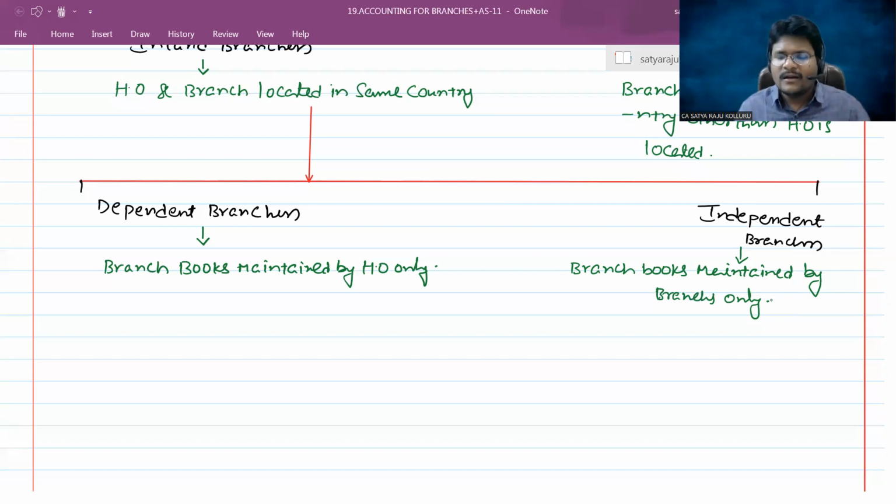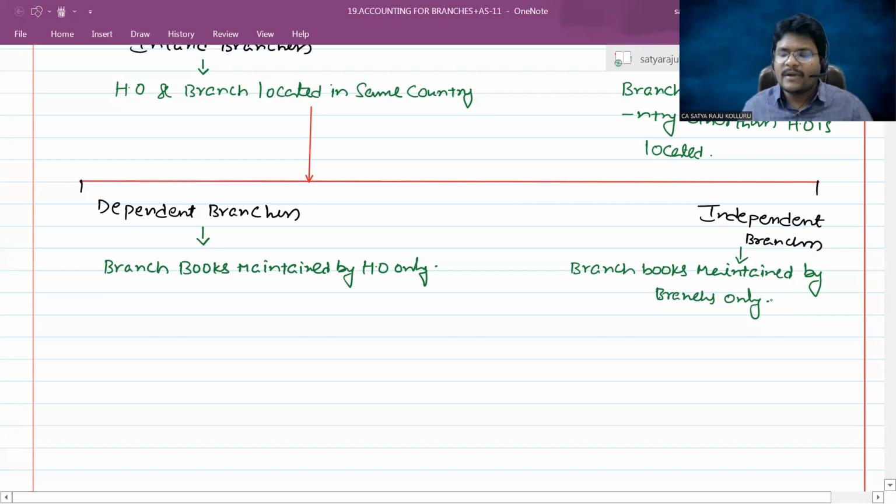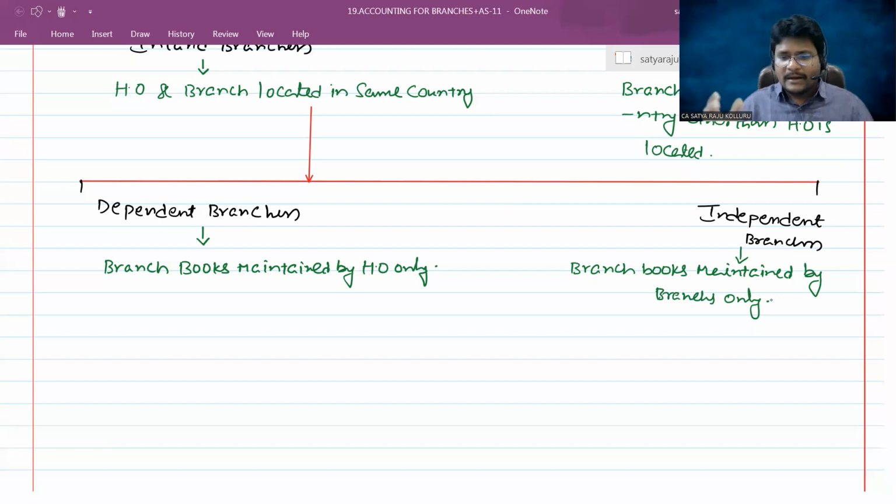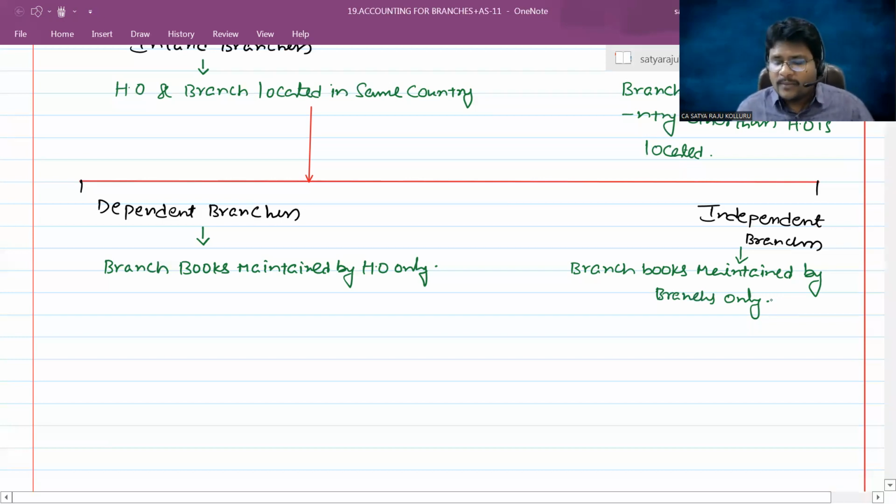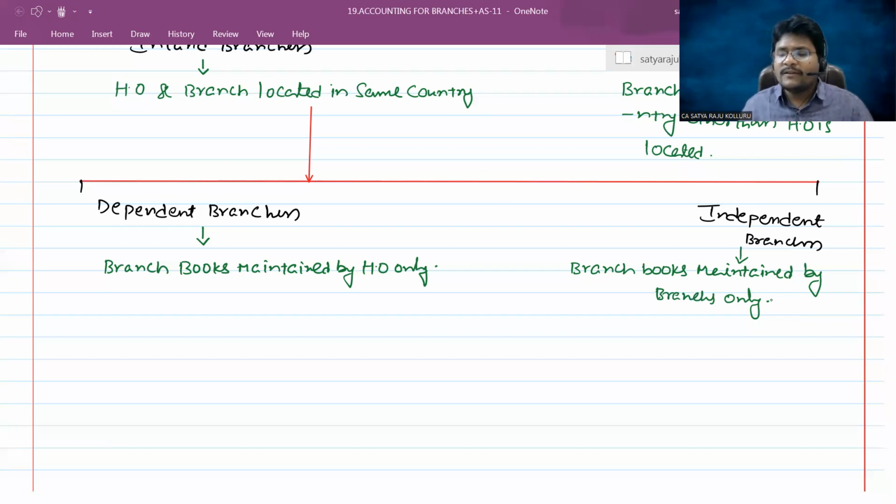So that is generally how dependent and independent branches are established by the head office in outside business, as I just discussed. But coming to the accounting perspective, a branch is said to be a dependent branch if the branch books are ultimately maintained by the head office only. A branch is said to be an independent branch if its books are maintained by the branch only. Now you can simply understand why, in case of dependent branches, the head office itself maintains the branch books.